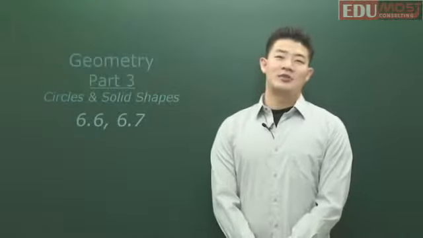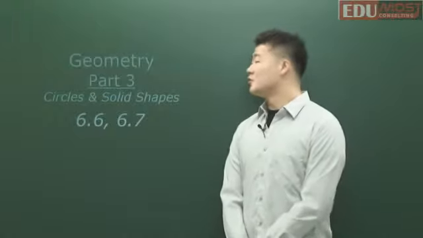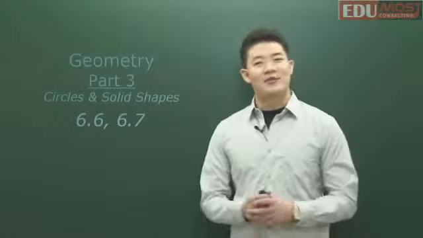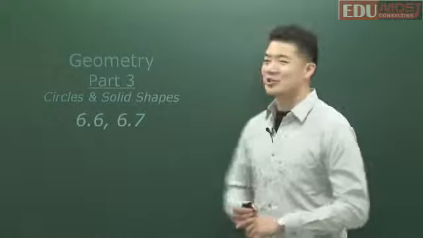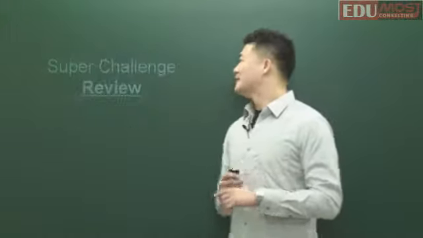Now we are on to our geometry for part 3, and we'll be going over circles and solid shapes. For those of you following along in the Barron's book, make sure to turn to 6.6 and 6.7 to make it a little bit easier on yourself.